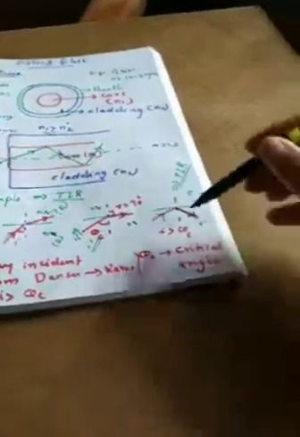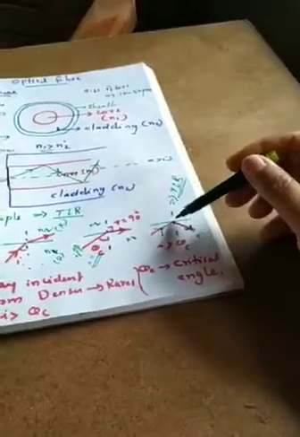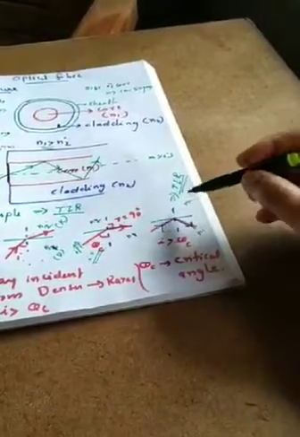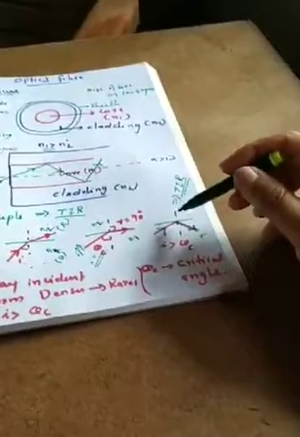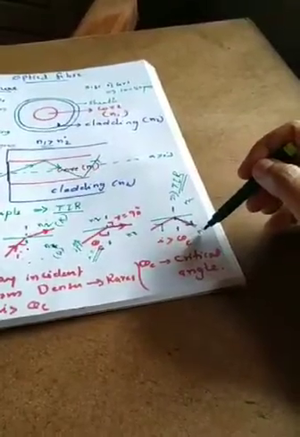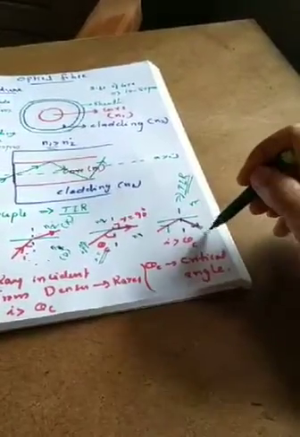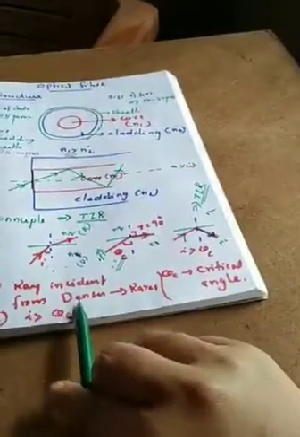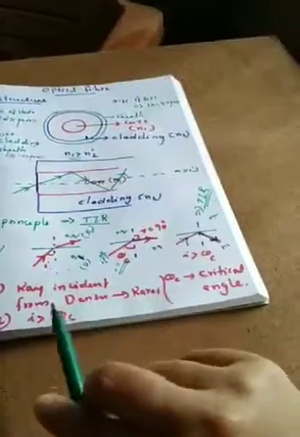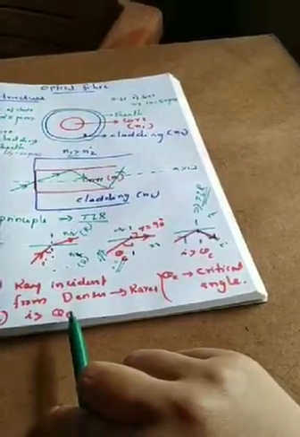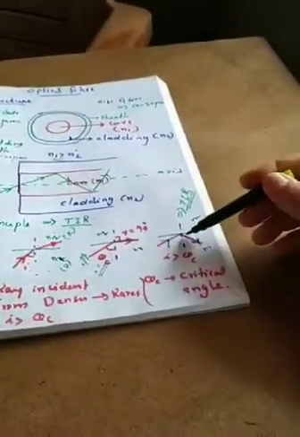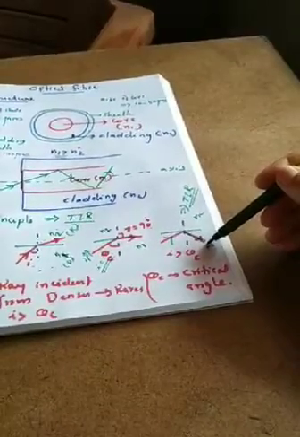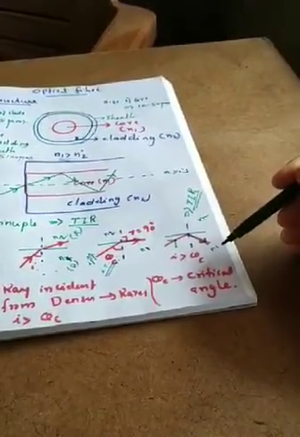Then what happens to the incident ray? The light ray is reflected to the same medium. Such a phenomenon is called total internal reflection. That is, when a light ray is incident from a denser to a rarer medium with an angle of incidence greater than the critical angle of the medium, then the light ray is reflected to the same medium. This phenomenon is called total internal reflection.